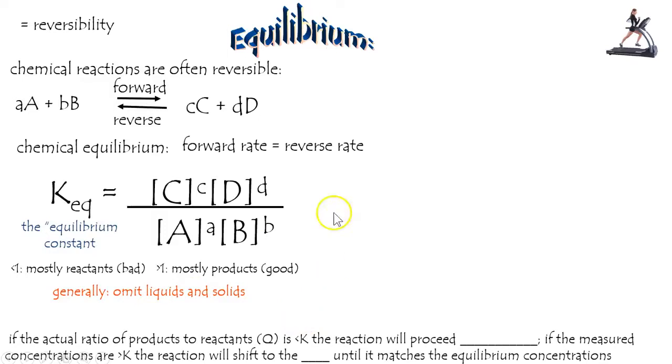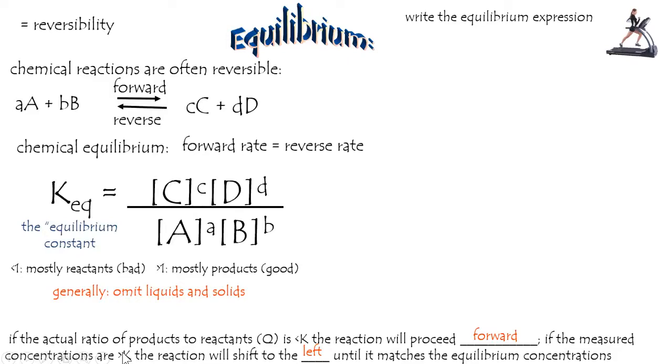We can also consider if you're at equilibrium, if you're beyond it, or if you're not there yet. The actual ratio of products to reactants at any given time, regardless of whether you're at equilibrium or not, we just call that Q. And sometimes it's going to be below K, meaning you're not there yet. So the reaction will proceed to the right. It'll go forward. If you actually measure the concentrations of products and reactants at a given time and you're beyond K, well, that's overshot it a bit, and the reaction will shift to the left until it matches those equilibrium concentrations. For me, that gives you a good idea of how things will adjust to meet equilibrium.